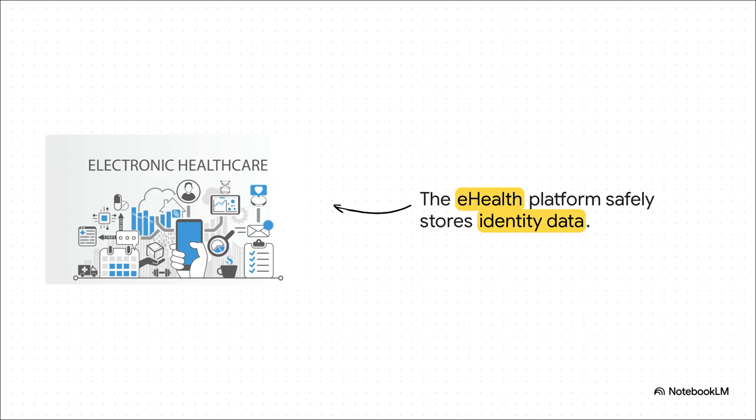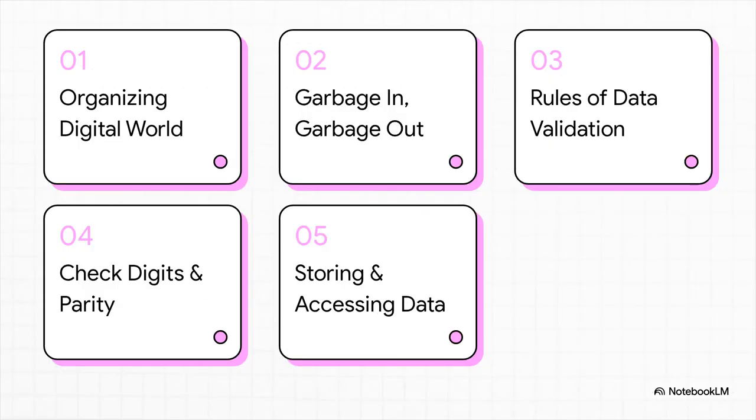Now, they don't just dump all this information into a giant digital pile. They rely entirely on extremely strict data organization and control to function flawlessly. It's essentially the invisible architecture of trust. To understand how this magic actually happens, here is our roadmap for today's explainer.